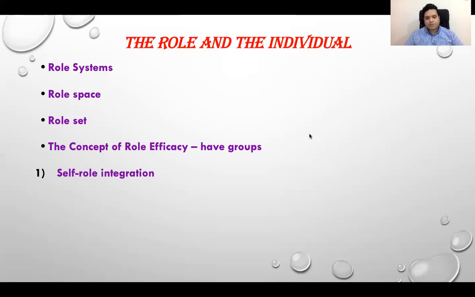Every person has strengths, experience, technical training, special skills, and some unique contributions to make. When his role provides him with great opportunity for using such a strength, his role efficacy is likely to be higher. This is called self-role integration. The self or the person and the role get integrated through the possibility of a person's use of his special strengths in the role.